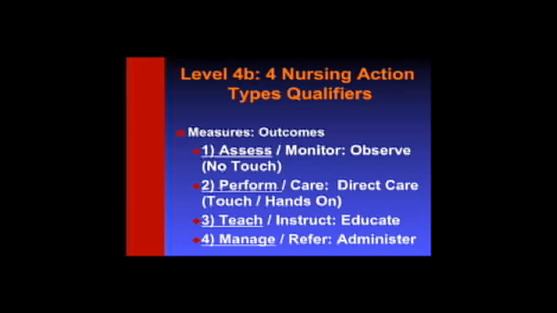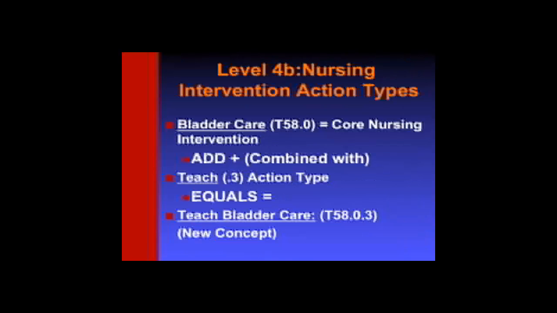However, when each of the 201 core interventions is combined with one of the four action types, a new concept is formed with a new meaning. For example, bladder care, which is a core nursing intervention, when combined with teach, forms teach bladder care, which expands the concept and provides a new and different meaning, as well as gives more specificity to the concept.